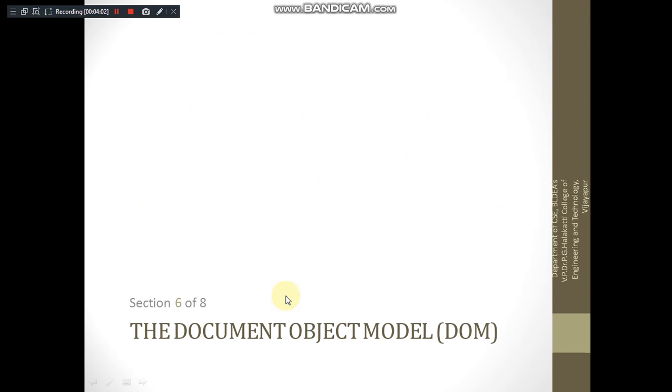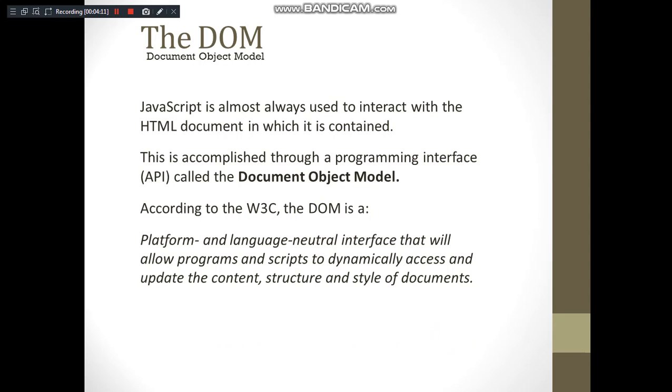Then we have the document object model, that is DOM. It's one of the important concepts of JavaScript. JavaScript always used to interact with the HTML document. For that it is making use of an API, an application programming interface. That API we call the DOM, document object model.